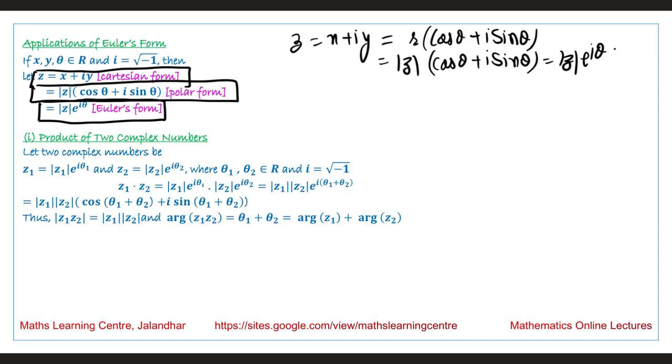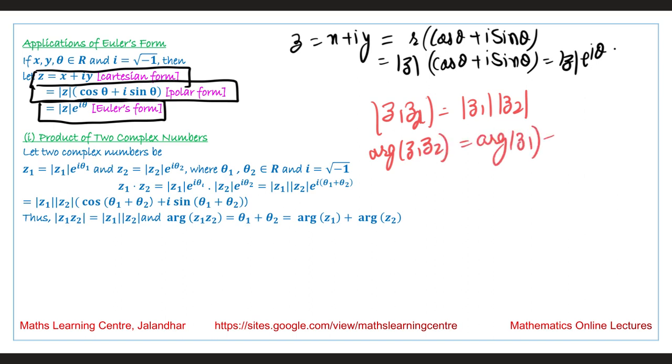So the first result we are going to prove is that if z1 and z2 are two complex numbers, then mod of z1 z2 is equal to mod of z1 into mod of z2, and the second thing is that argument of z1 z2 is equal to argument of z1 plus argument of z2. These results, if we look carefully, we have already proved in our previous lectures, but we will use Euler's theorem here to prove these results.